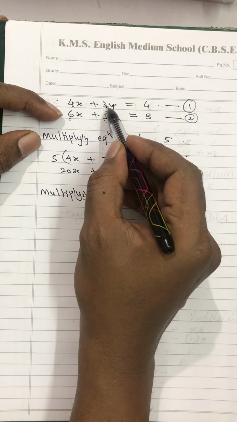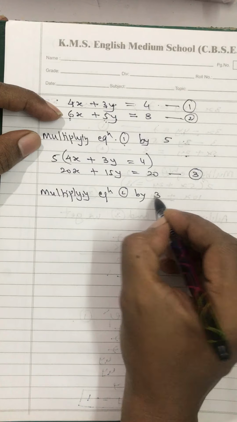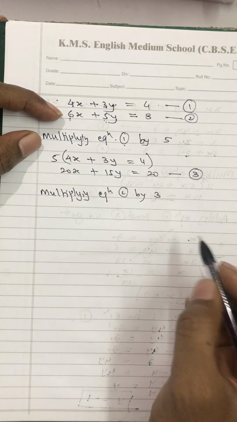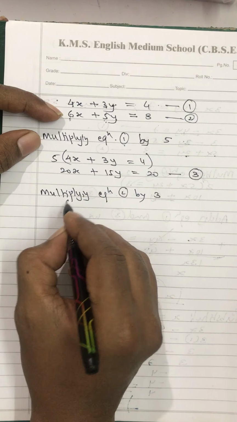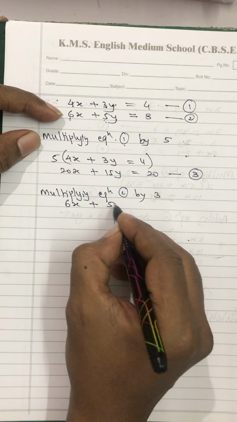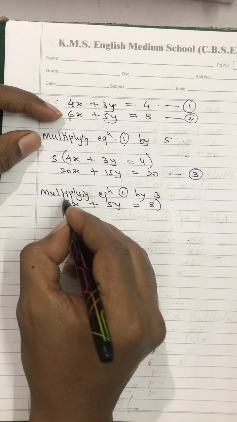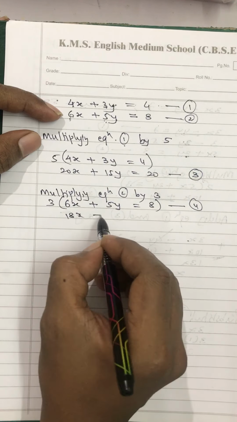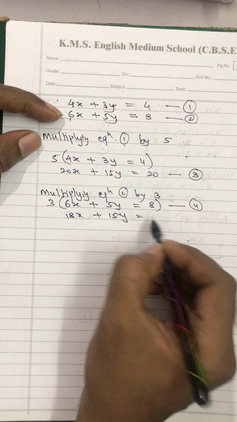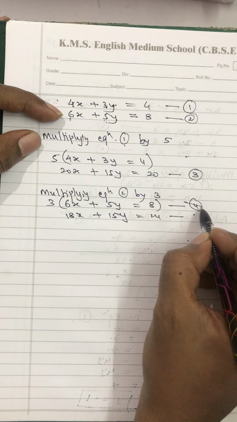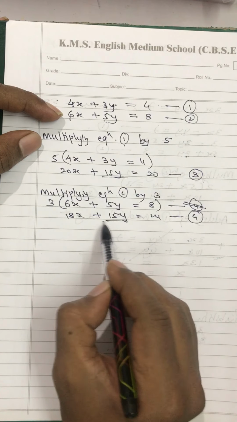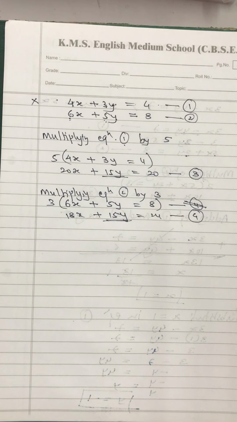equation 2 by the opposite coefficient, that is 3. Now equation 2 I will multiply by the opposite coefficient 3. So what is that? I will get 6x plus 5y is equal to 8. I will multiply this by 3. 3 6s are 18x, 3 5s are 15y, 3 8s are 24. See now, they have become 15y, 15y.